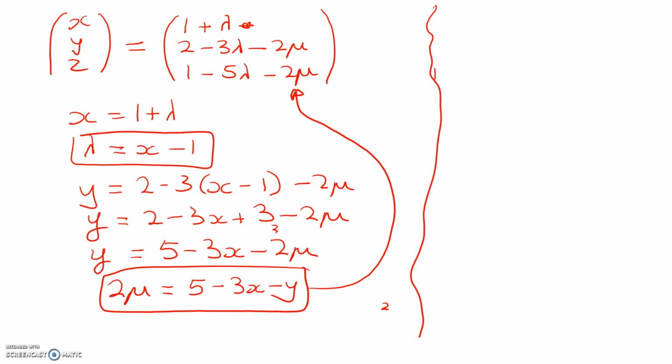So we're nearly there. So it's not actually that bad once you get the hang of it. So z is equal to 1 minus 5 lambda, which is x minus 1, minus 5 minus 3x minus y. And now we're going to clean that up.